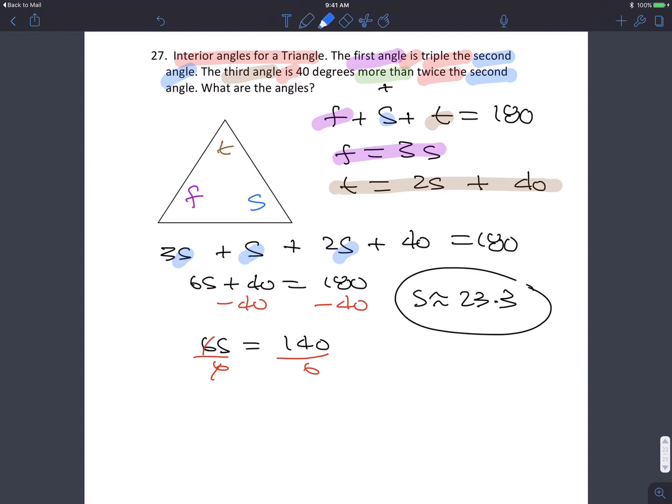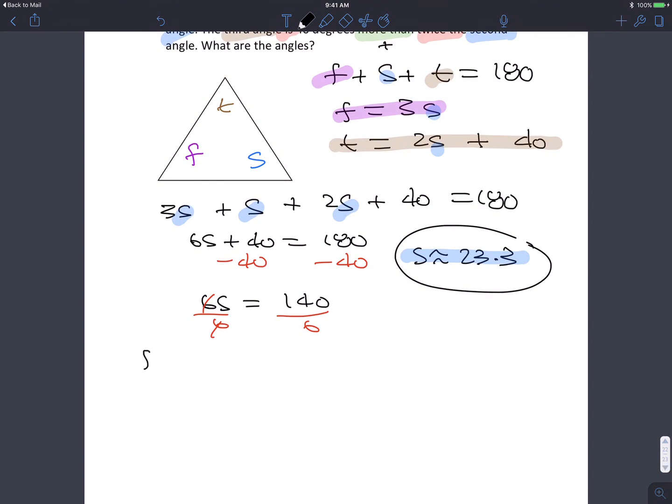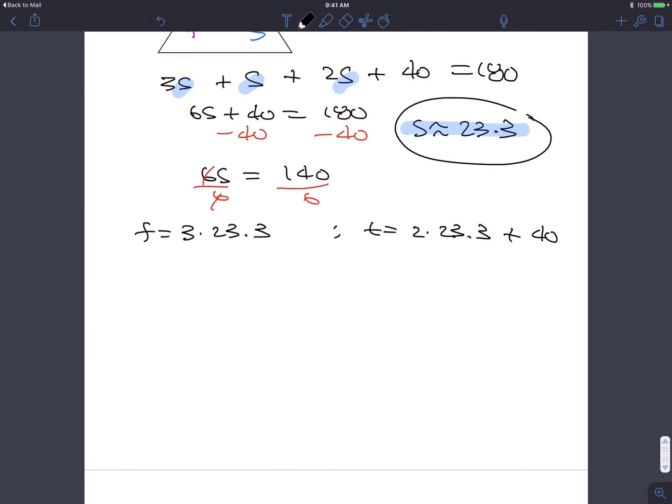Now remember, this here is my second angle, so I plug in S here and here to get the first and to get the third. So the first here is going to be 3 times, so my first will be 3 times 23.3. My third will be 2 times 23.3 plus 40. So I have some arithmetic to do. Okay, so let's find out what 3 times 23.3 is.